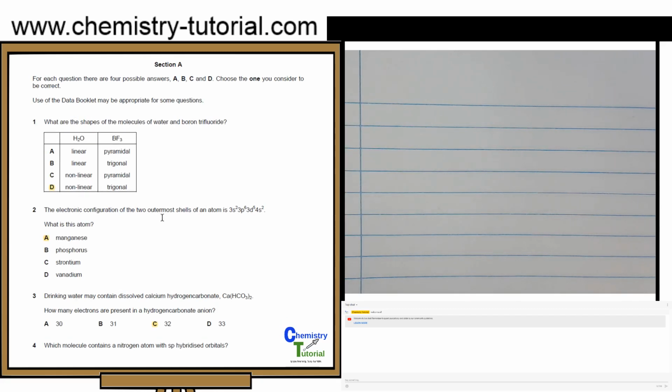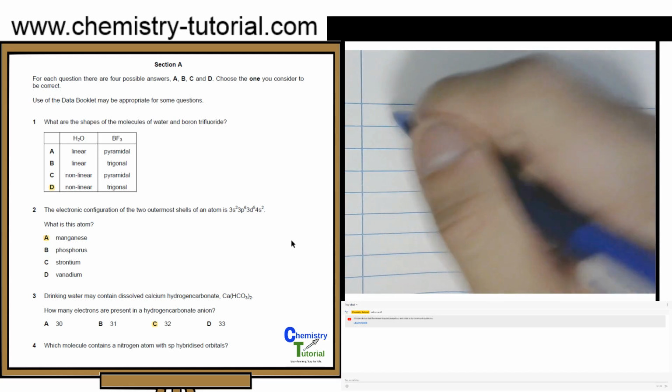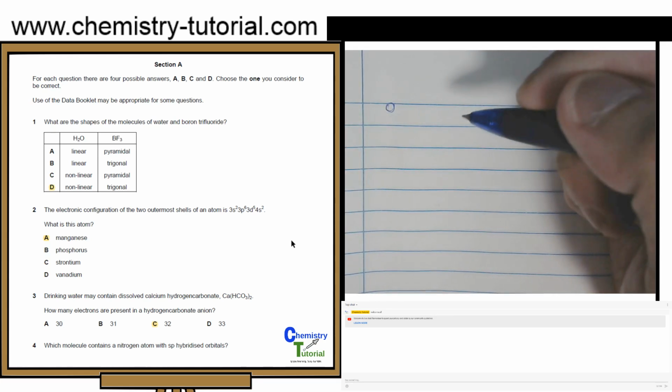Question 1. I've actually highlighted the answers with yellow so that you'll be able to know what the answer is for every individual question. But I'll be going through all the questions in detail. Question 1: what are the shapes of the molecules of water and boron trifluoride? To do this question, you need to know the Lewis structure. I don't encourage you to draw the dot and cross because it's very time consuming.